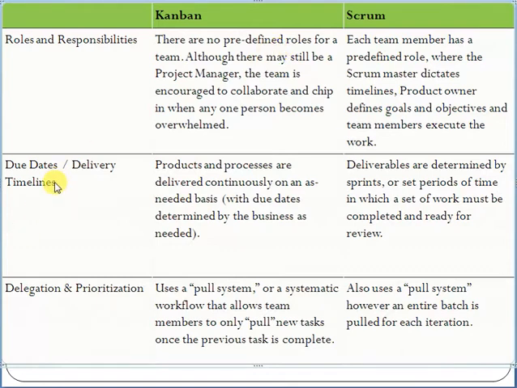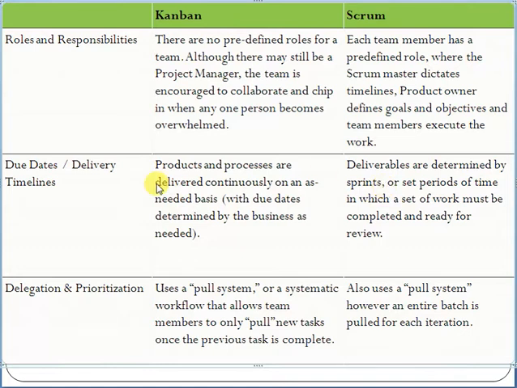Then the due dates and delivery timeline. Products and processes are delivered continuously on an as needed basis. Whenever the work is completed, we change the status and we deliver it to the customer. So this is the concept of Kanban. However, in Scrum, deliverables are determined by the sprints. There is a concept of sprint in Scrum. A sprint is a 3 to 4 week time period. So within the sprint, we have to deliver the things.